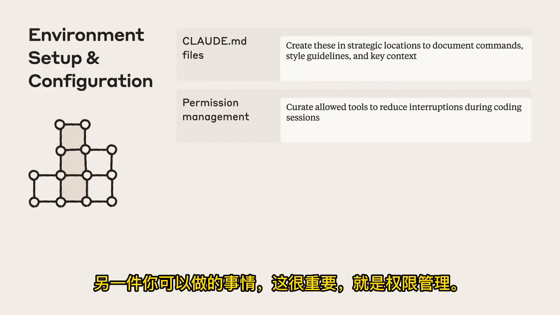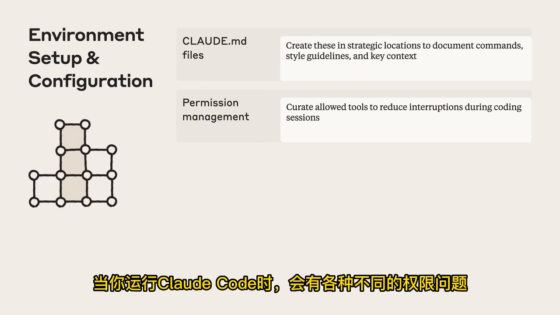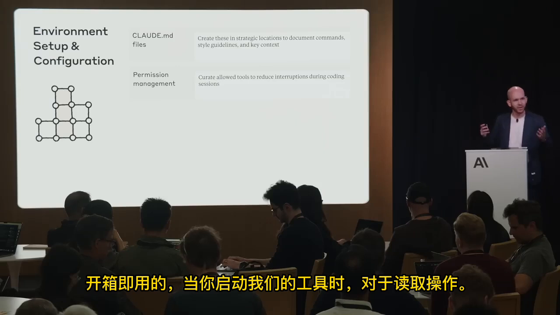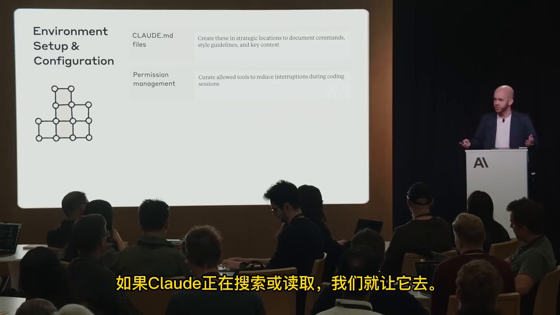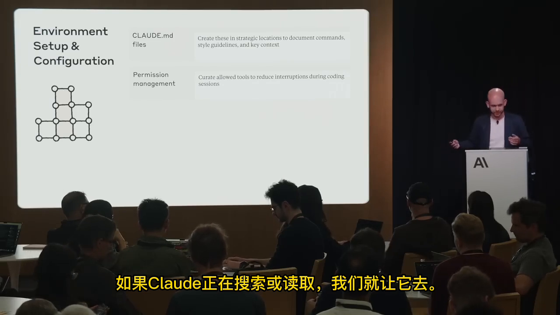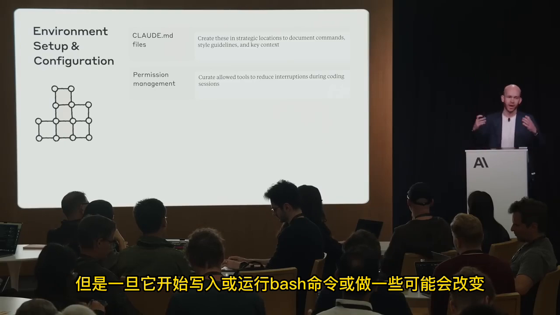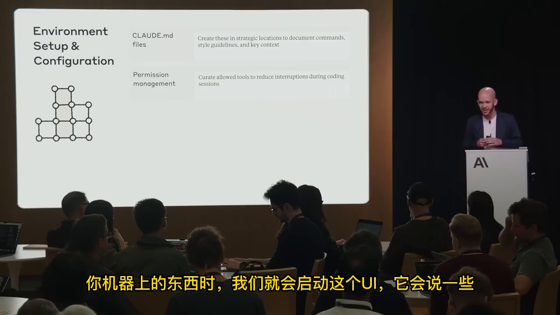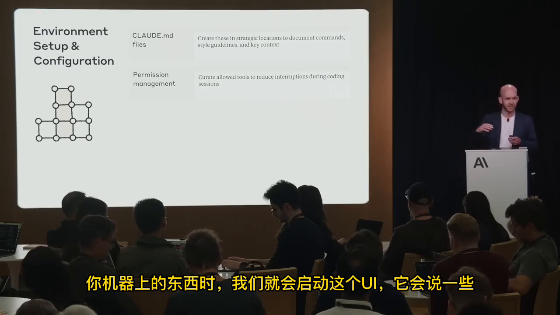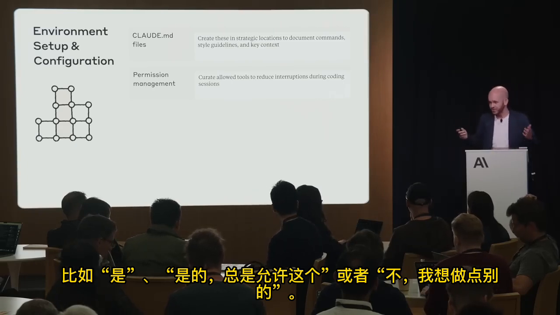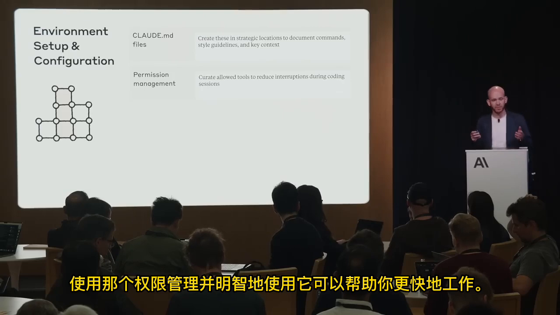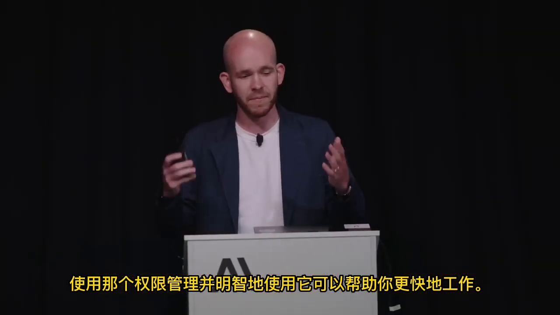The other thing you can do, which is important, is permission management. When you're running Claude Code, there's all sorts of different permission things flying by. Out of the box, what happens when you start our tool is for read actions, if Claude is searching or reading, we just let it go. But once it starts writing or running bash commands or doing things that could change stuff on your machine potentially, that's when we kick in this UI and it says something like, yes, always allow this, or no, I want to do something else. And using that permission management and being smart about it can help you work faster.